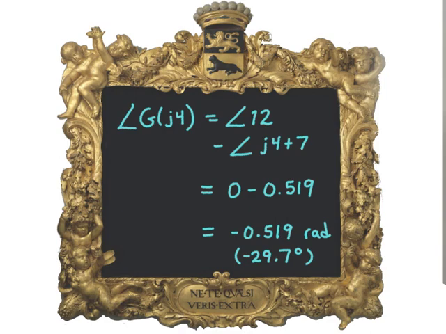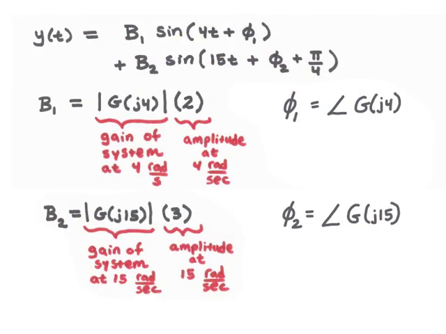So now we'll put these numbers in to find the angle of g evaluated at j times 4. That's going to be the angle of 12, which is 0, minus the angle of j times 4 plus 7, which is 0.519. So, doing the subtraction, we find the angle of g at j times 4 is minus 0.519 radians, or negative 29.7 degrees. So we're now ready to put the magnitudes and angles that we just found for 4 radians per second into our equation for y of t.